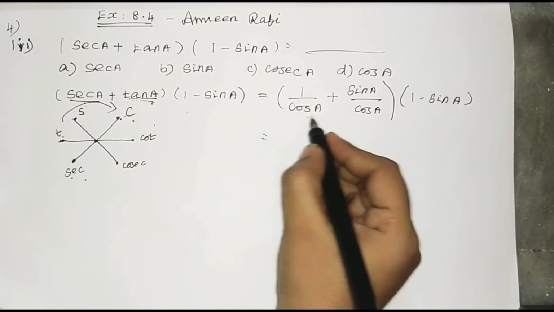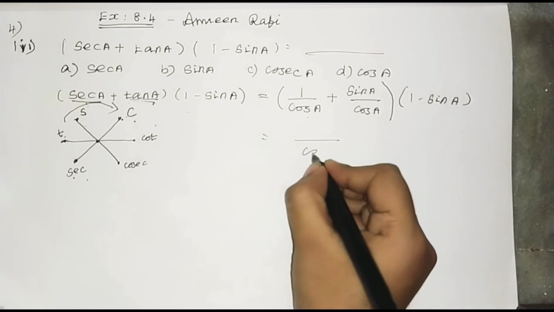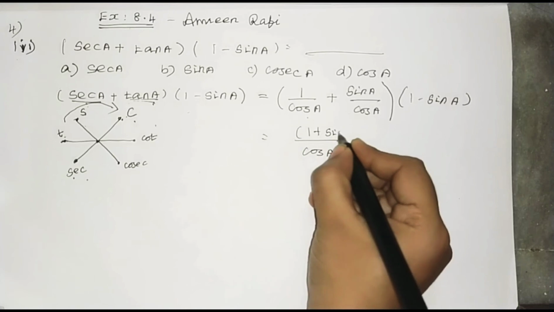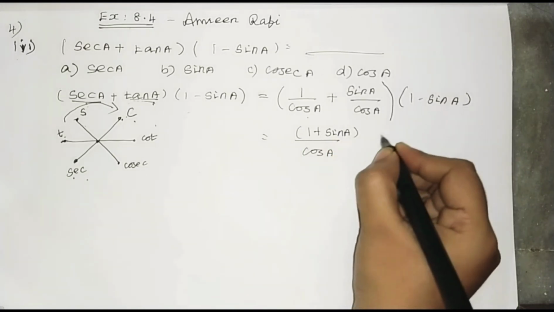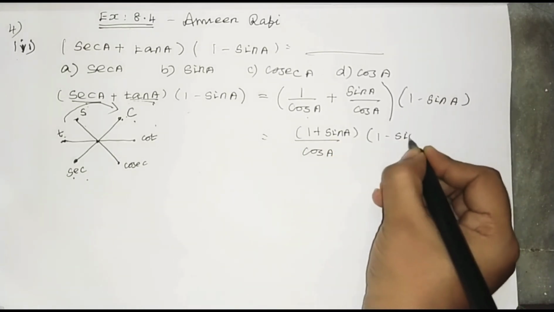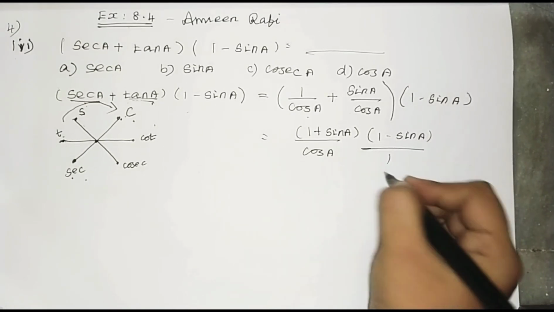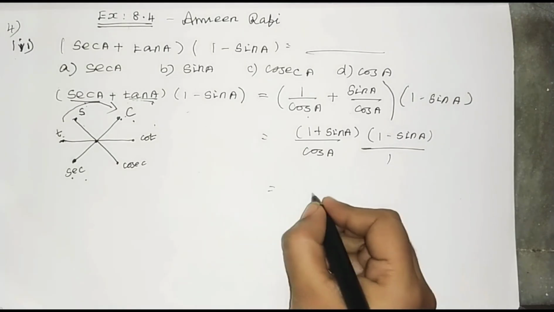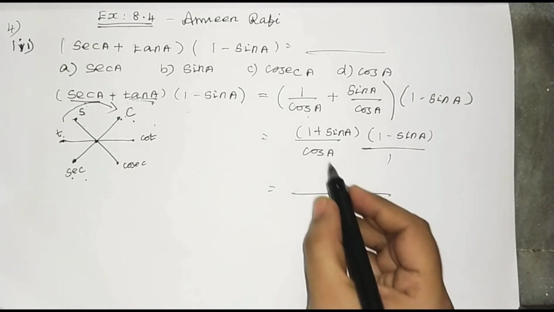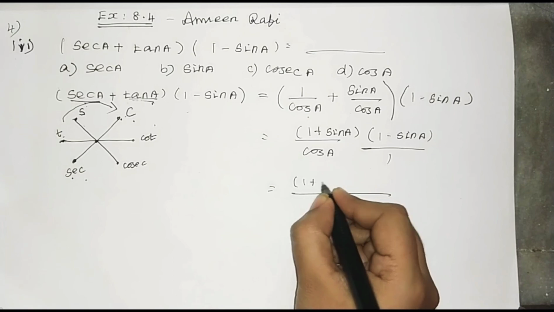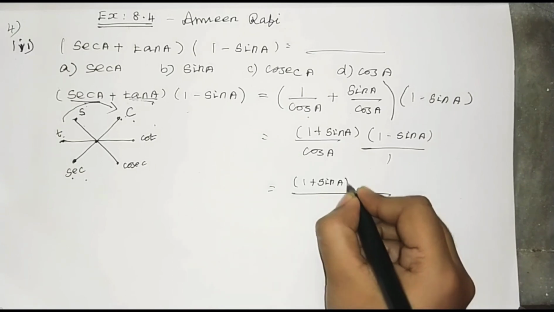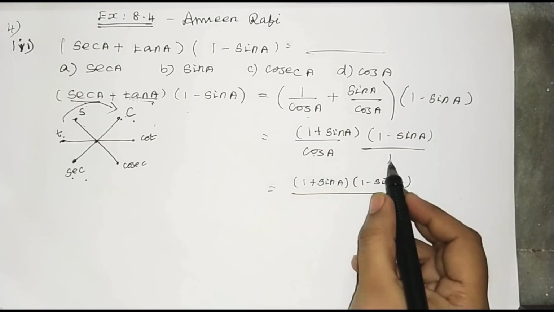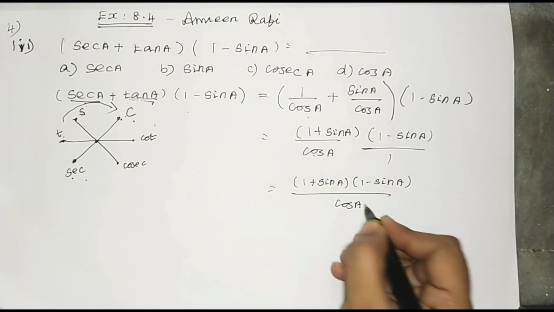So here both the denominators are the same, so we can write cos A. The numerator is 1 plus sin A. Here 1 minus sin A, there is no denominator, we can consider it as 1 also. Now the numerators we can multiply, and the denominators you can multiply. The numerator, combine and write (1 plus sin A) and (1 minus sin A). The denominator, cos A into 1, we can write cos A.